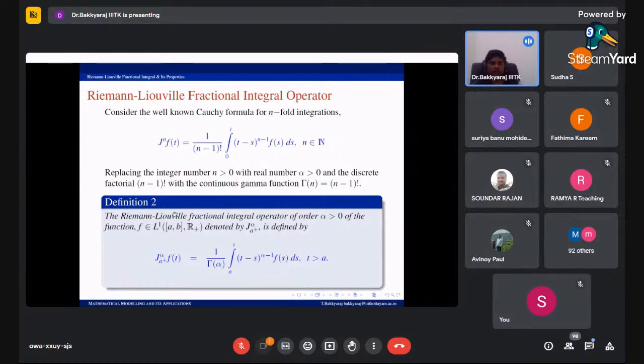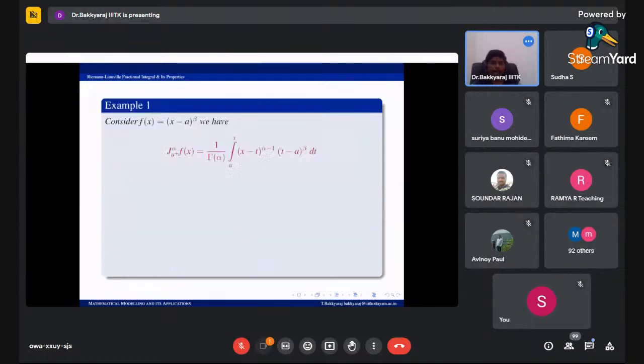This is named after two mathematicians. If you take a equal to 0, you get the Riemann integral definition, and with minus infinity to t, you get Liouville. So we put a, and people call it the Riemann-Liouville fractional integral operator.